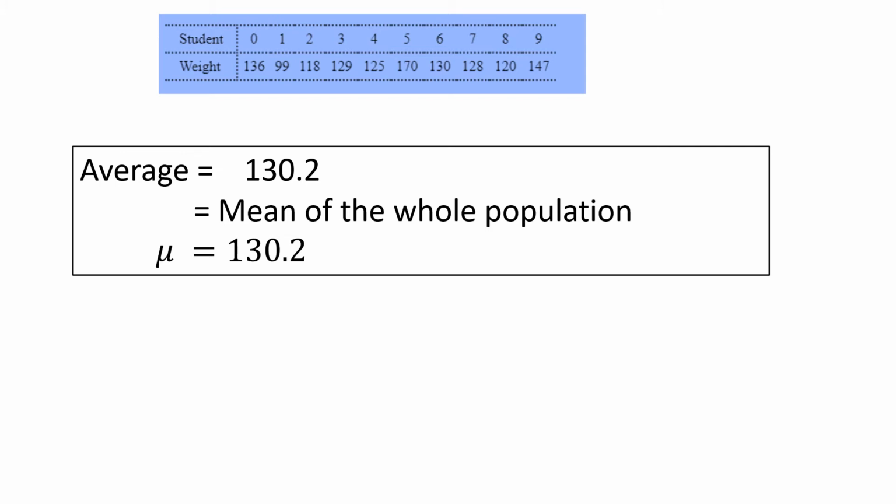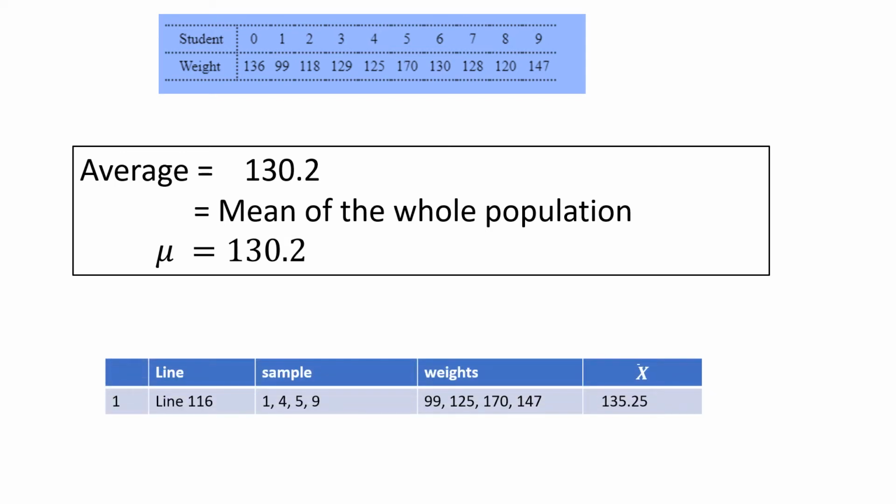So the first simple random sample we are picking uses line 116 and table A, which is on page 684 in your textbook. In line 116, I think you get 14459 as the first numbers. Since I have already picked 4, I won't pick 4 again. So it is 1459. And the weights corresponding to these are, for 1, it is 99, for 4, it is 125, for 5, it is 170, etc. You can find the mean of this. So this x bar will be 135.25.